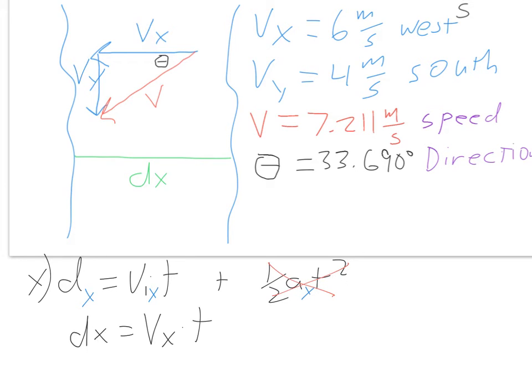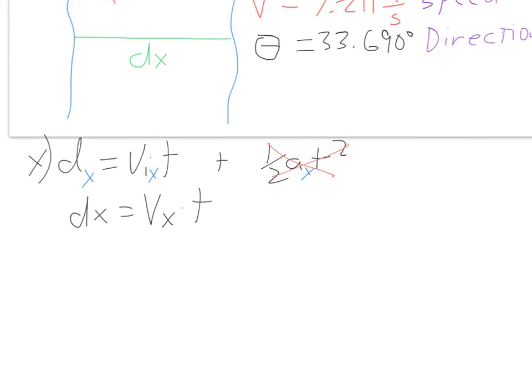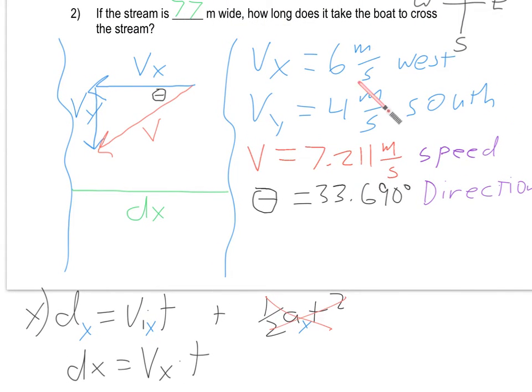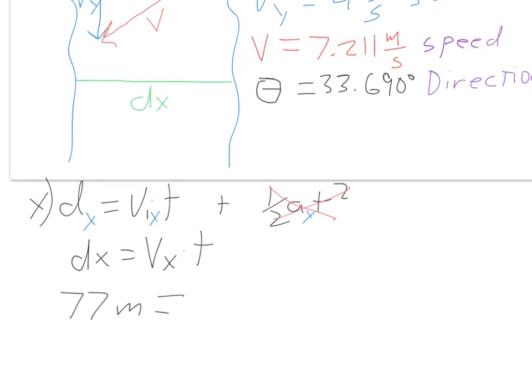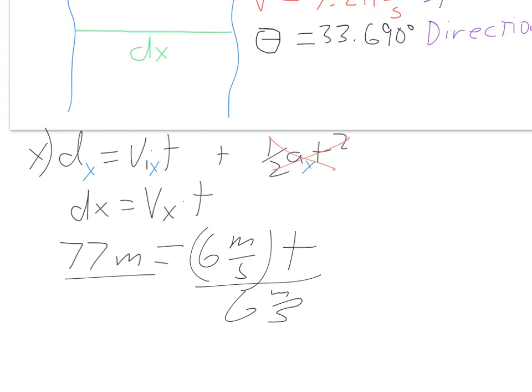The initial velocity is the final velocity, is the average velocity. It's just the horizontal velocity, which is pretty nice for us. All right, the dx is the given 77 meters that we decided up at the top of the problem. All right, the horizontal velocity, okay, well, we picked that too. That's the 6 meters per second. So 77 meters equals 6 meters per second times the time to get across the river. So all we have left to do is divide out 6 meters per second to both sides.